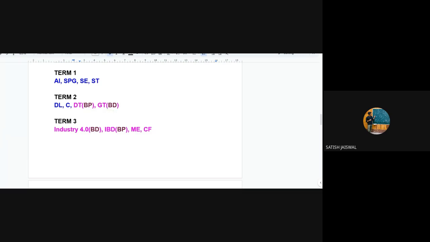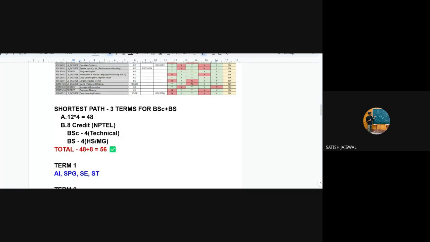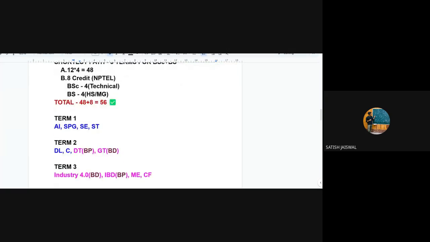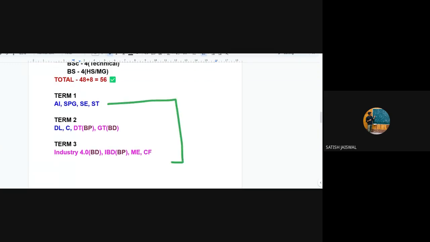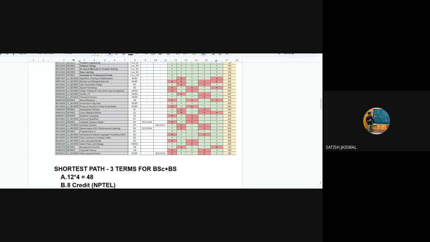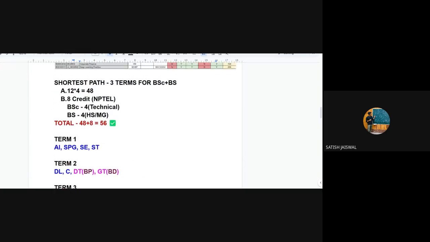In term 3, the student can take Industry 4.0, IBD. This is just an example. You can take any of the courses that are available and satisfy the requirements. Okay. So this way, you are taking 12 courses from IITM itself. That will give you 48 credits. And for the remaining 8 credits, you can take 4 credits of NPTEL courses from the technical domain that can be transferred in the BSc level, and 4 credits of courses from the HSMG category that can be transferred in the BS level.